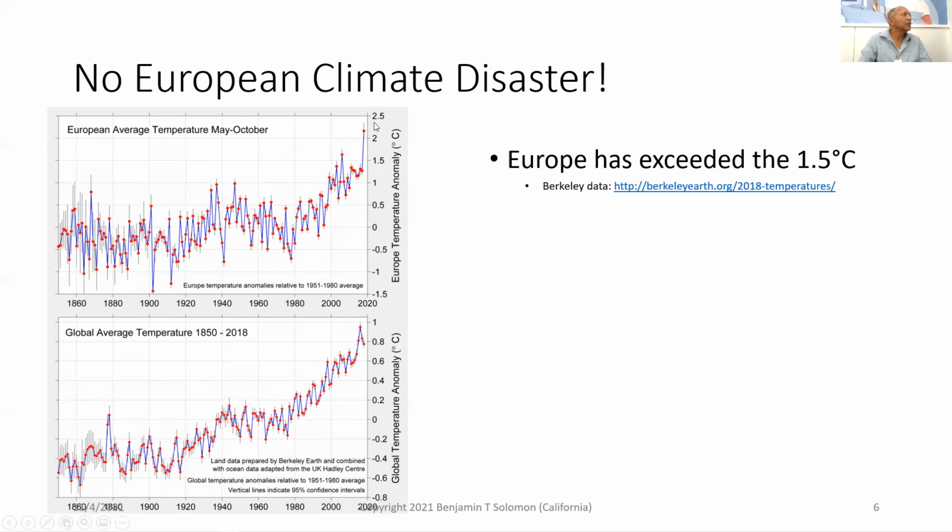If you look at Europe, Europe has already exceeded a 1.5 temperature anomaly. The rest of the world combined is somewhere around 0.8 centigrade. So you see that even though the rest of the world has not reached 1.5 degrees centigrade, the European temperature anomaly is now at just over 2 degrees. But there has not been a climate disaster. So that tells us that, hey, something else needs to be investigated. Something else is going on.